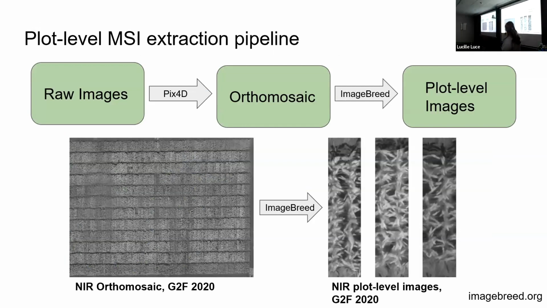So as the drone flies over the field, it takes images at fixed points. These raw images have about 80% overlap. In order to overlay them, we use a software called Pix4D to generate this final orthomosaic image. To then split the orthomosaic up by plot, we use image breeders developed by Nick Morales in the Robbins lab. And that allows us to draw bounding boxes around each of the plots and ultimately arrive at these plot level images.